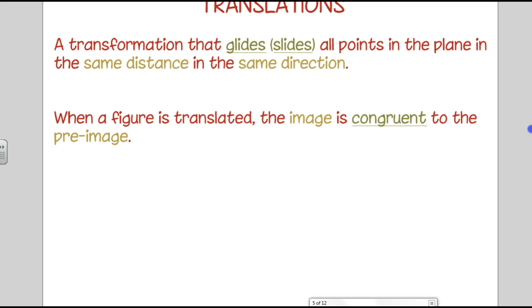Glide, that's a fun word. All points in the plane move the same distance in the same direction. That's important. All the points have to go the same distance and they have to go in the same direction, or it's not a translation. So everybody goes together. Same distance, same direction. When a figure is translated, the image is, keyword, underline, congruent to the pre-image. So does the size change? No. Does the shape change? No. It simply moves. It slides.